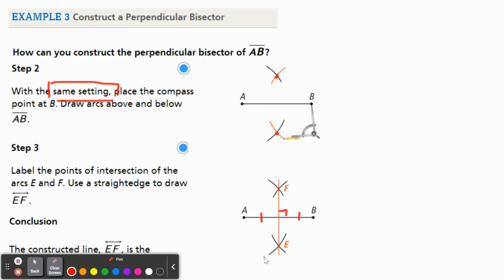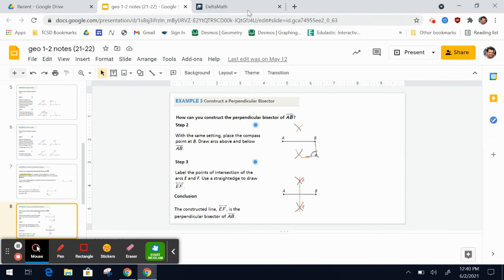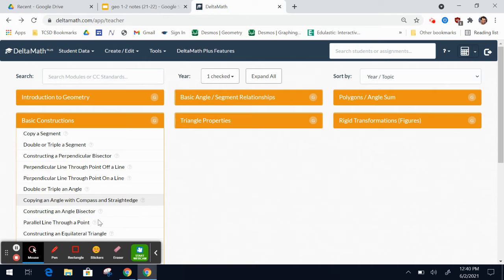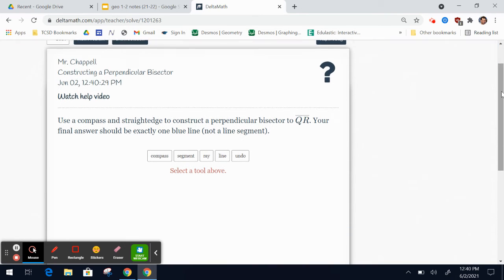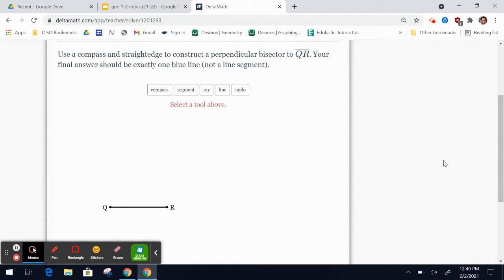Okay, so let's go ahead and do this in Delta Math. Let's go to Delta Math and find it. We're doing constructing a perpendicular bisector. It says here, use a compass and straight edge to construct the perpendicular bisector of QR. Your final answer should be exactly one blue line, not a line segment.